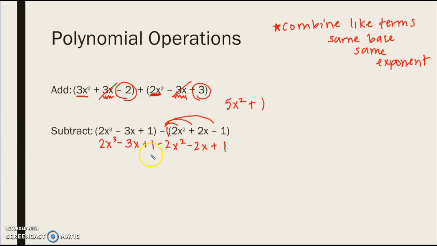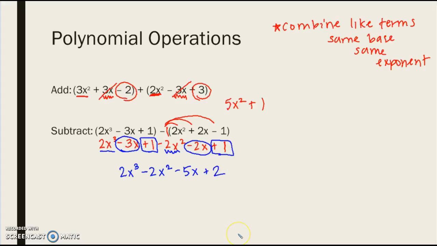Now I'm going to do like I did before and combine like terms. I don't have anything to go with 2x cubed, so I'm going to bring it down. That's my biggest exponent. My next is 2x squared. I don't have anything to go with that, so I'm going to bring down a negative 2x squared. Then I've got negative 3x and a negative 2x, which gives me negative 5x. And I've got a positive 1 and a positive 1, which gives me positive 2. Just combining my like terms.